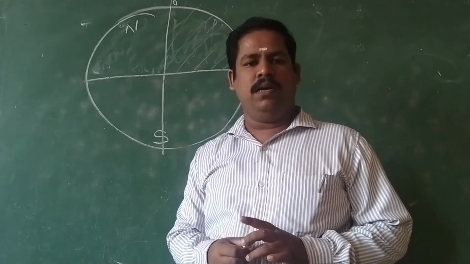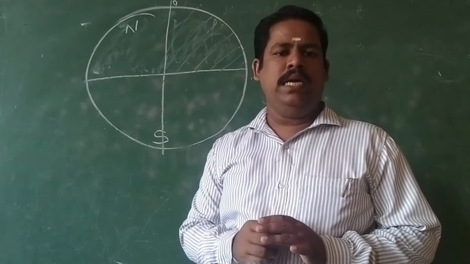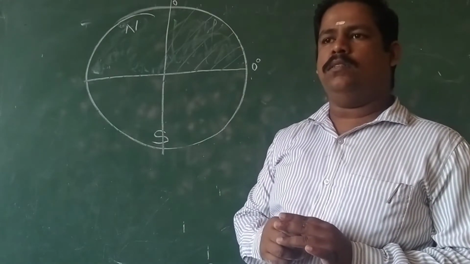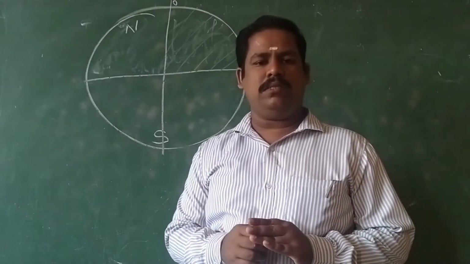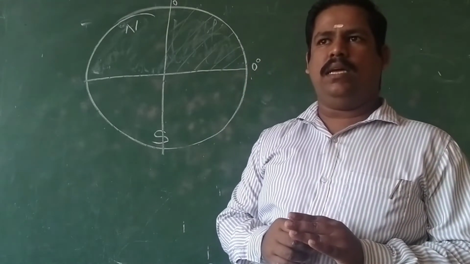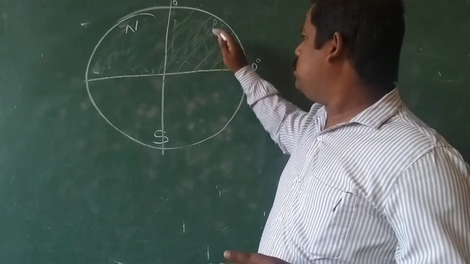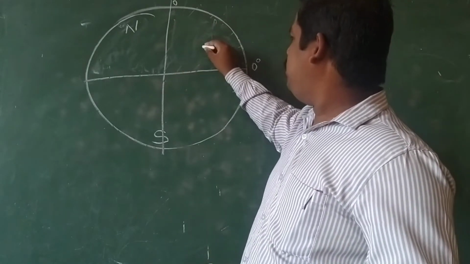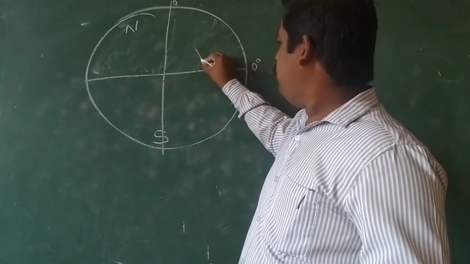eastern hemisphere, or in short we can say that India is located in the northeastern hemisphere. So the first point about the locational setting of India: India is located in the northeastern hemisphere. Approximately, if we try to draw where exactly India is, it will come like this.